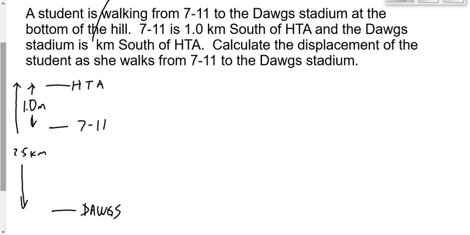Did this student walk 1 kilometer, or did this student start at that position 1 kilometer? Started at that position, right? So that 1 kilometer is my initial position, and 2.5 kilometers is my final position. That's where I am, and that's where I was. It's not how far I traveled. So I'm going to subtract.